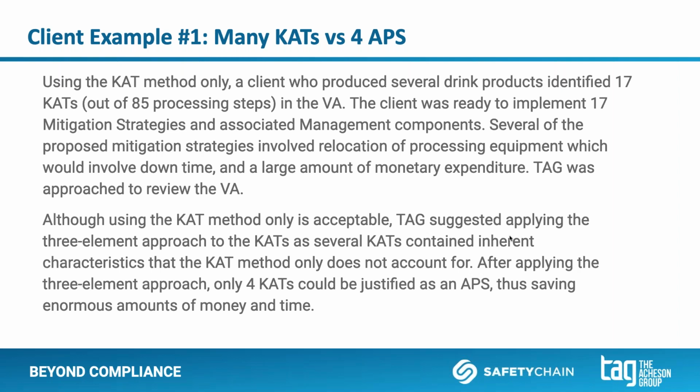And they did. They went from 17 to 4. So just imagine that. You just saved 13 mitigation strategy steps from your food defense plan, which means there are 13 key activity types that are no longer actual process steps, which means you no longer have to do any management components for those other steps. You only have to worry about those 4. And that actually freed up a lot more money in that facility as well. Next example.